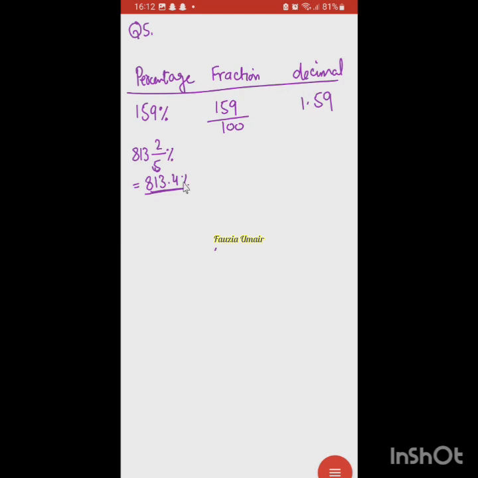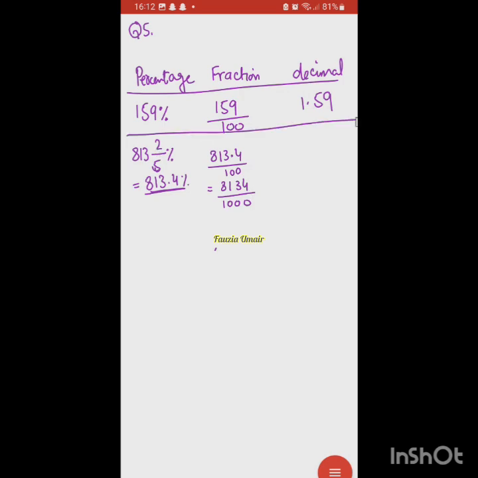Ma'am, if you remove this percent sign, it would be 813.4 divided by 100. Very good. So now if you remove this decimal, so this will be 8,134 divided by 1,000, right? You are removing this decimal now, so there is one more zero coming. Is this clear?